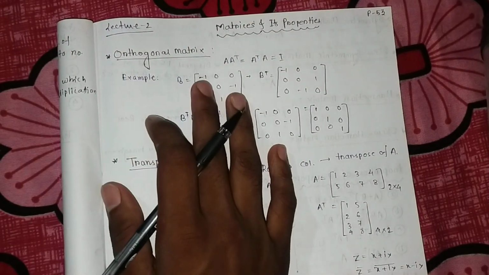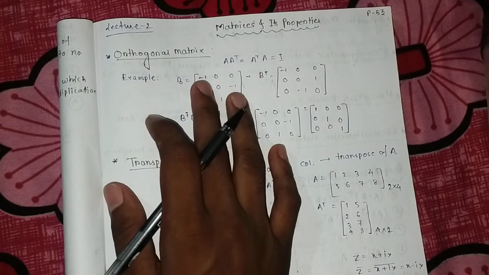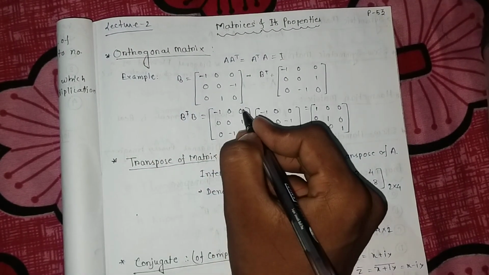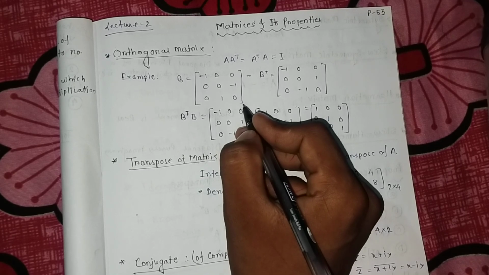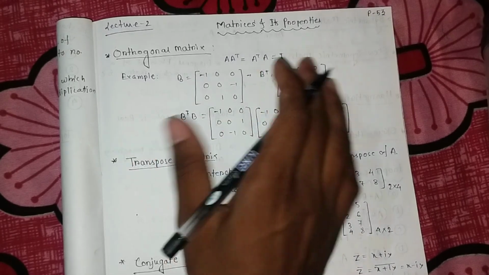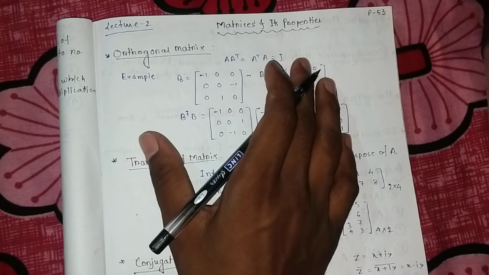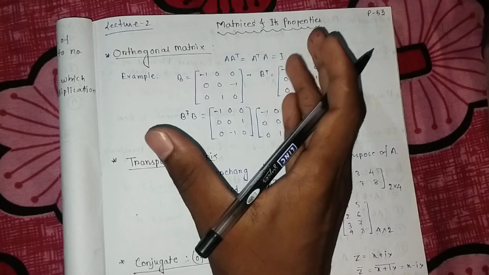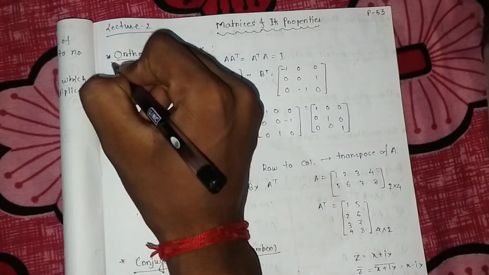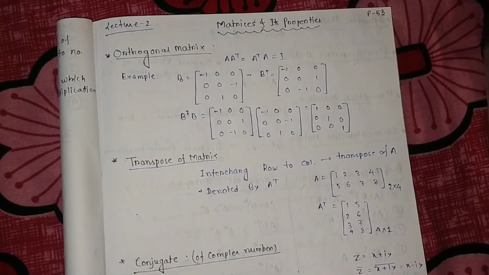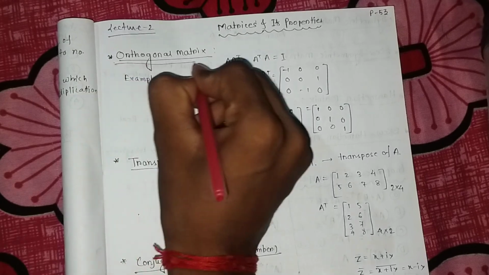Hello friends, we are coming to our next lecture of linear algebra, and the topic is matrix and its properties. In previous classes we defined the matrix and also gave some examples of matrices. Now some other matrices. First one is the orthogonal matrix. What is the orthogonal matrix?